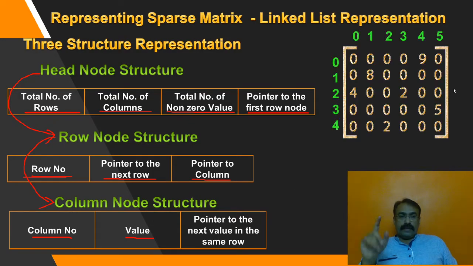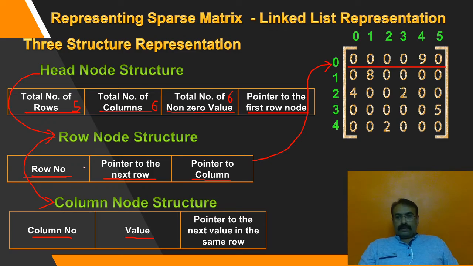Right? If I am taking this example, the head node will have the complete information about this matrix. Total number of rows, it will say it is having 5 rows. Total number of columns, it will say 6 columns. Total number of non-zero elements, it will say 6. Then this first row node is going to point to the information about this row. Are you getting me? This row.